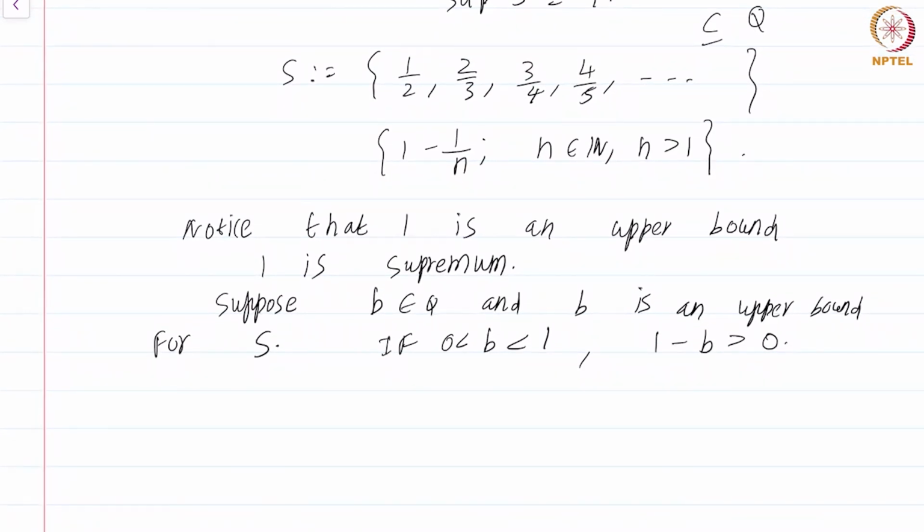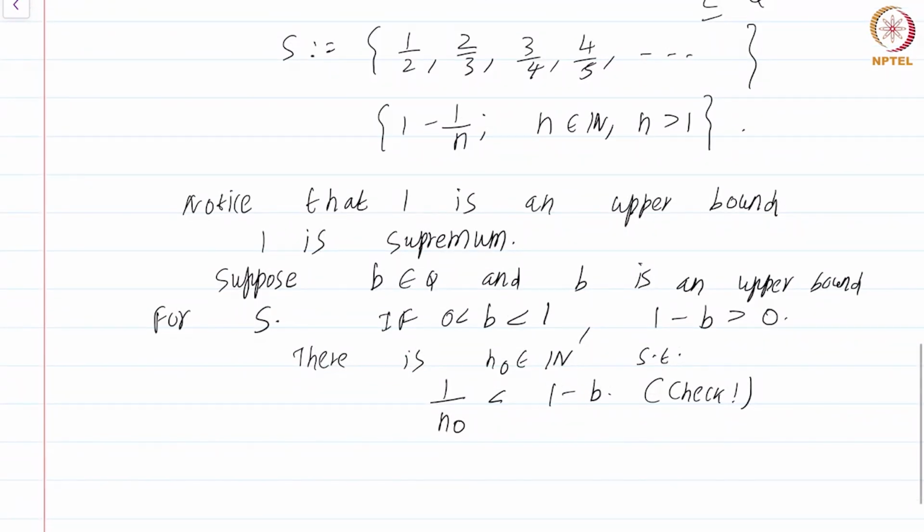We have to reach a contradiction somehow. Now, I will use one fact that I leave it to you to check. There is n naught in N such that 1 by n naught is less than 1 minus B. This is in fact known as the Archimedean property of the rational numbers. It's a consequence of the Archimedean property. We will see that in a few modules. However, to prove this is not at all hard for the rational numbers, so I urge you to try it right now. Check that you can find n naught in N such that 1 by n naught is less than 1 minus B.